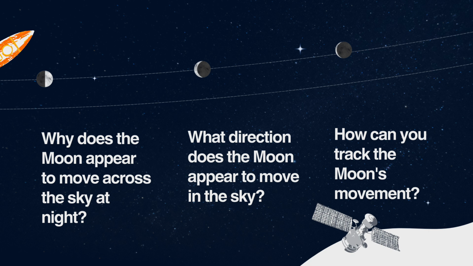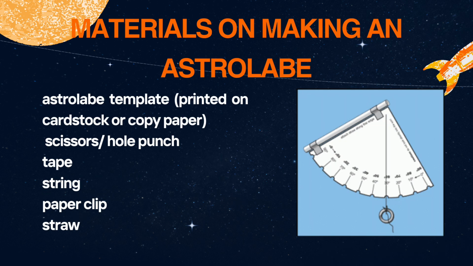Last, how can you track the moon's movement? We can track the moon's movement by marking its position in the sky at different times throughout the night. You can use a compass to determine its direction, or the azimuth, and note the time.